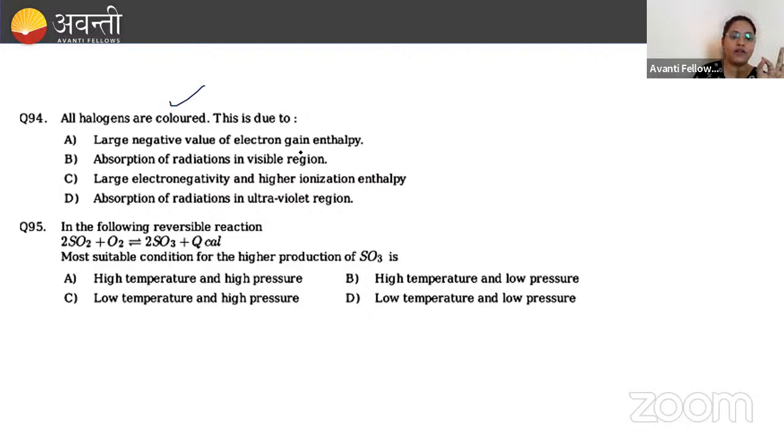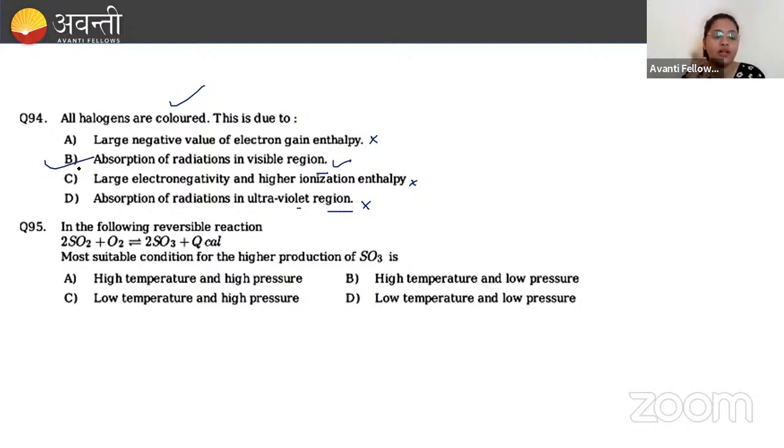So large negative value of electron gain enthalpy, no, this is not correct. Absorption of radiation in visible region, yes, this is correct. Large electronegativity, that is not correct. Absorption of ultraviolet, no, this is not happening. Ultraviolet radiation में अगर वो absorb करते तो हमें दिखता ही नहीं. That's why all halogens are colored, and we can see that they are colored, because absorption of radiation is taking place in the visible region. That is the main reason for that.